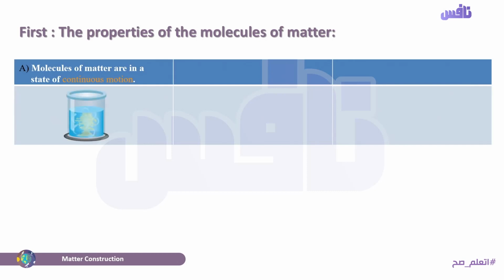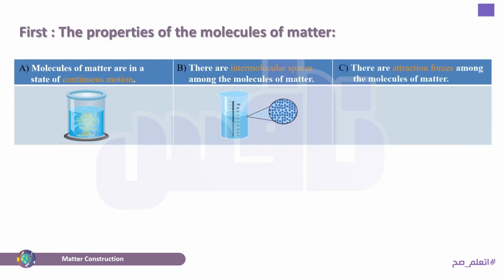معنى كده ان الجزيئات عندي مش ثابتة، هي في حركة مستمرة. طيب. Number 2, there are intermolecular spaces among the molecules of matter. معنى كده ان في intermolecular spaces، في فواصل او مسافات بينية ما بين المولكيولز وبعضها. طيب. Number 3, there are attraction forces among the molecules of matter. في قوة ربط ما بين المولكيولز وبعضها.